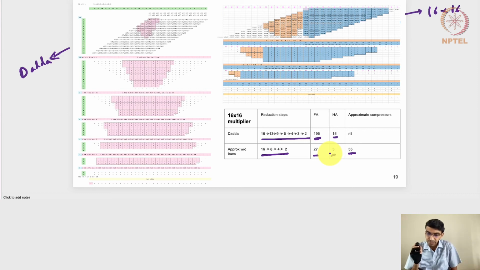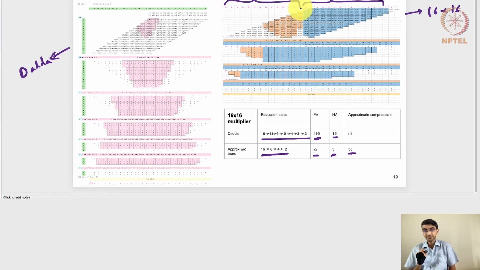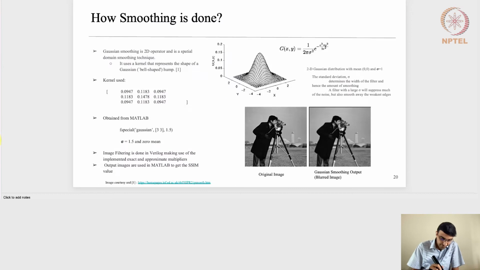Right. So remember that what we have done is, we have applied the approximate compressors on the LSP side, and on the MSP side we have applied the exact compressors, right? And then, just to see the impact on the application side, this particular approximate compressor driven multiplier design is actually used for the Gaussian smoothing application.